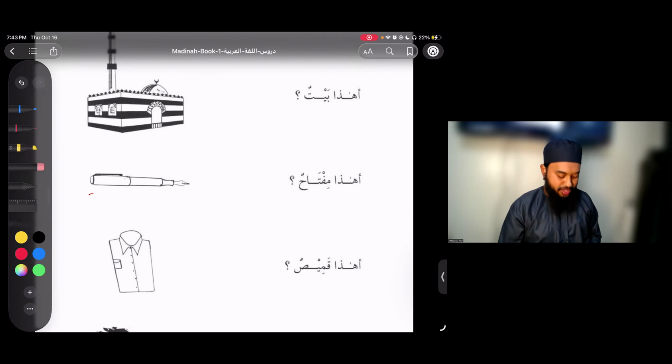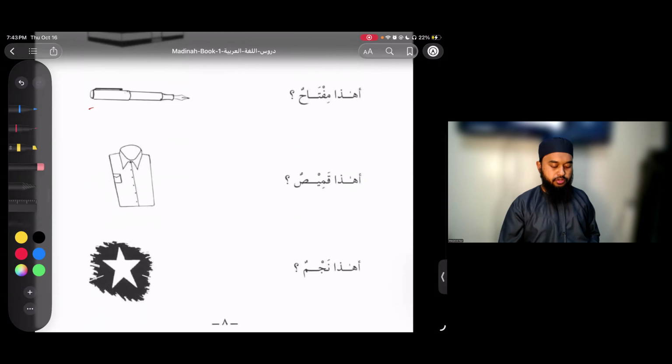Yes, correct. هذا مفتاح. Is this a key? Right. مفتاح means key. لا, no. هذا قلم. This is a pen. هذا قميص. Is this a shirt?